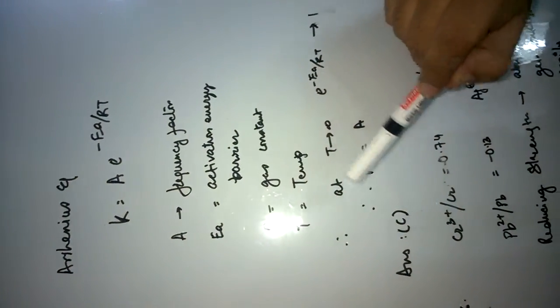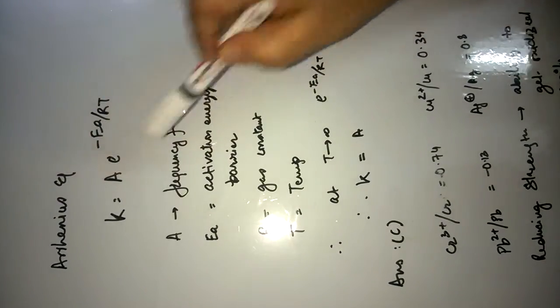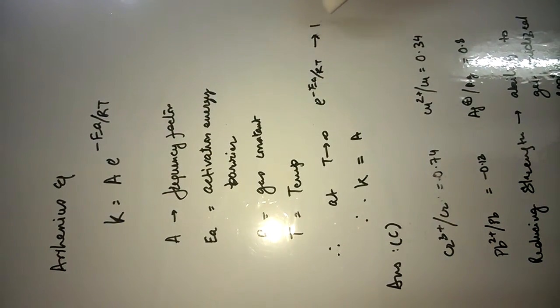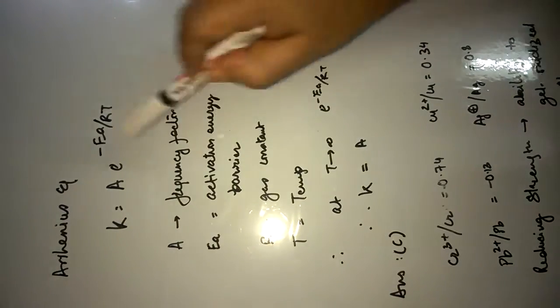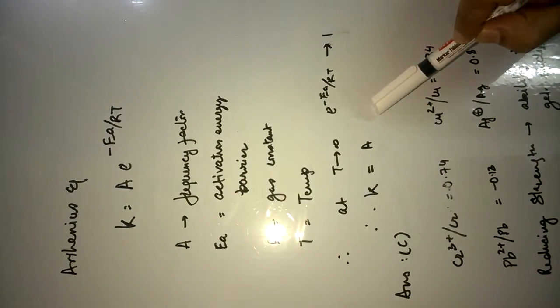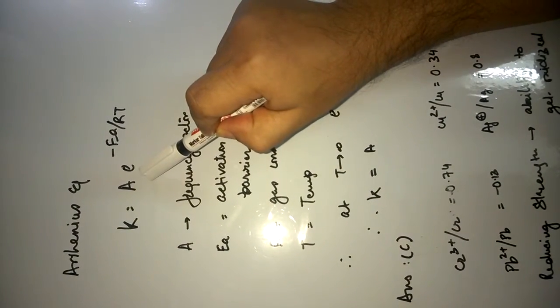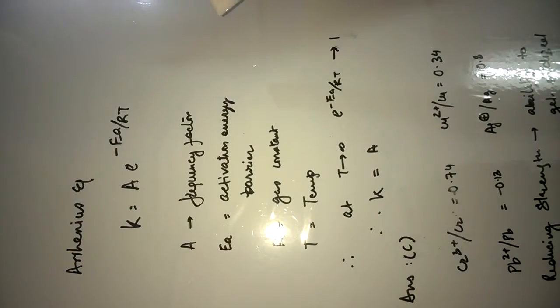Now what happens when T tends to become infinite? When T tends to become infinite, this whole expression, that is e to the power minus Ea upon RT, tends to become 1. So this is 1, and therefore K will be equal to A at temperature tending to infinity, which essentially means that all molecular collisions tend to give product at temperature tending to infinity.